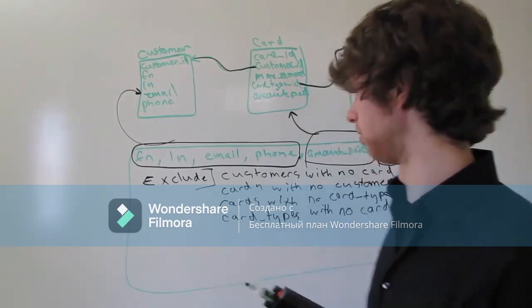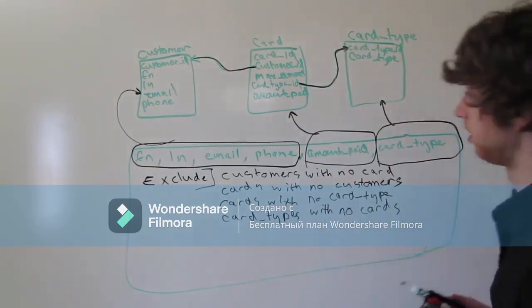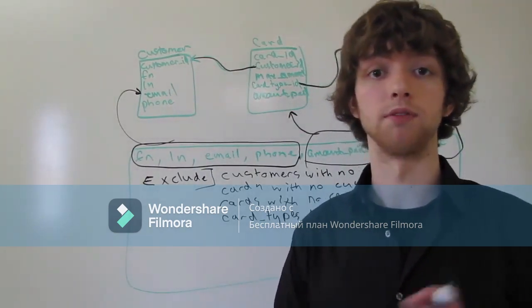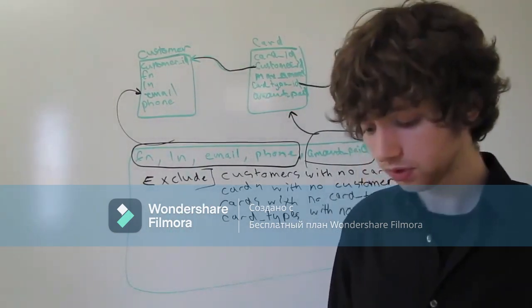So that's what inner join is going to do. It's going to do all of this. So the end result is going to basically get smaller and smaller for every single table you add.